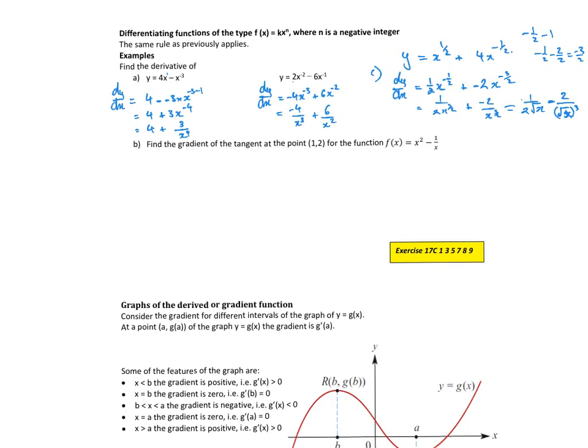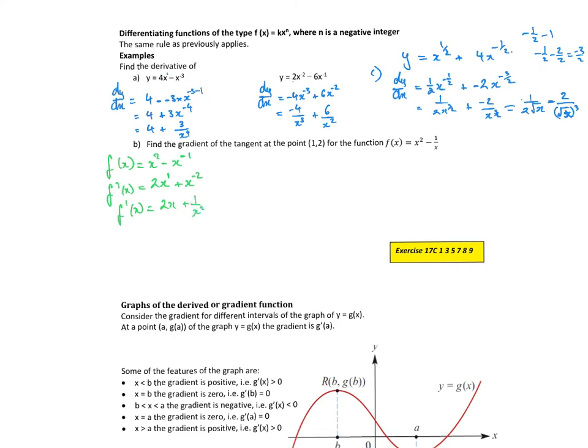One last little one there, B, find the gradient of the tangent at the point where f of x equals. So find the gradient. F of x equals x squared minus, I'm going to rewrite it. 1 on x is the same as x to the minus 1. So f dashed of x is equal to 2 at the front, take 1 from the power, minus 1 times a minus is plus x, minus 1 is minus 2. So that's my derivative, 2x plus 1 on x squared.